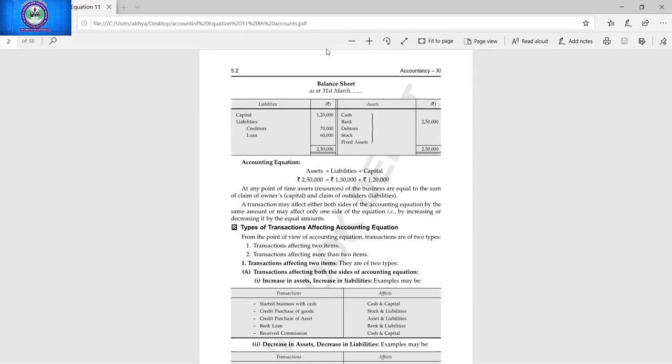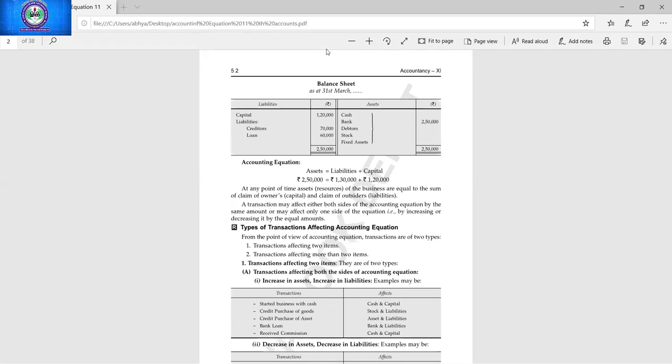On one hand side we are showing all the liabilities, meaning capital plus liabilities, and on the right hand side, we are showing all the assets: cash, bank, debtor, stock. We have to write all the assets individually in the books of account. If I purchase a machine, that is the part of machine. If I have sold goods on credit, that is the debtor. If I have purchased goods, that is the part of stock.